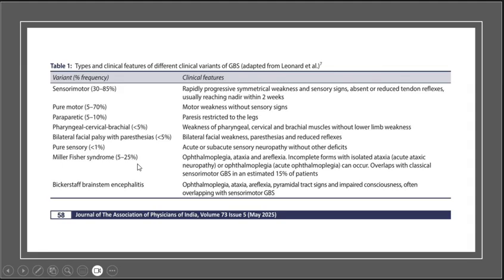Whereas in the Miller-Fisher variant of GBS, the patient will have ophthalmoplegia, ataxia, and areflexia with no loss of consciousness or sensorium disturbance. Whereas in the Bickerstaff variant, the patient will have an impaired consciousness level. This is the small difference between the Bickerstaff and Miller-Fisher variants.